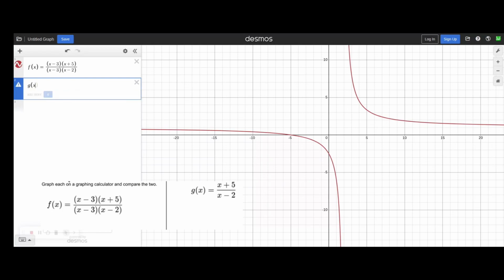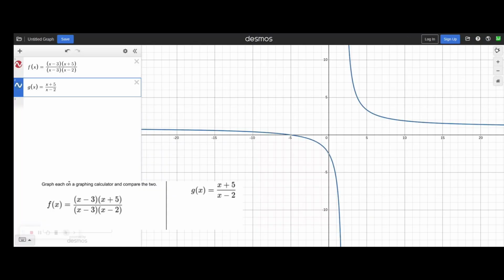G of x equals, let's put our division symbol, we've got x plus 5 over x minus 2. What in the... What? Oh, they're the same thing. They're the same thing. Well, hold on. I did something wrong. Surely I did something wrong. They're the same thing. Oh, wait a minute.